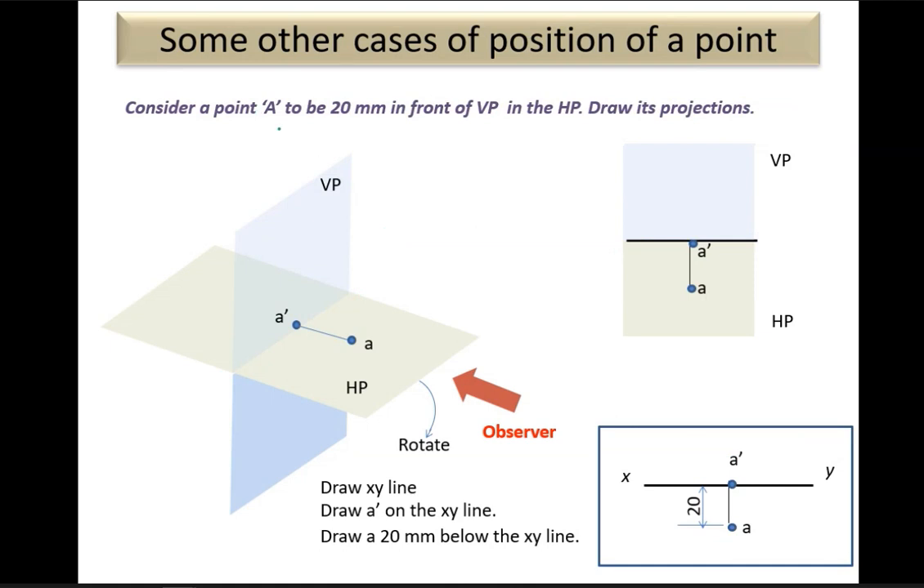Similarly, we can also consider a point which is 20 mm in front of VP and in HP. So here you can see, whether you consider this point in the first or fourth quadrant, you'll get the same projection. This is our final drawing. Can you analyze the drawing? Tell me whether you get the projection or not.